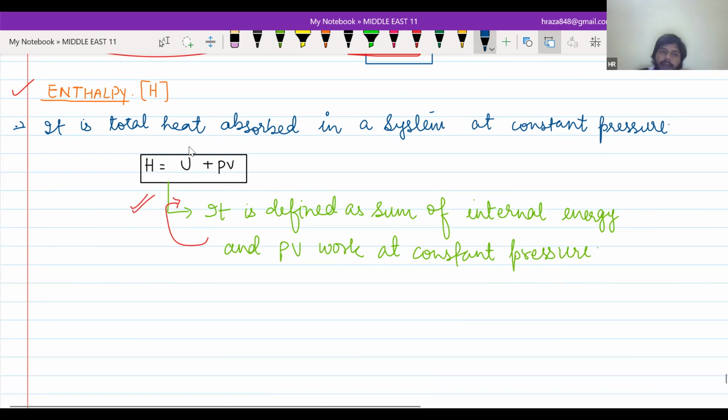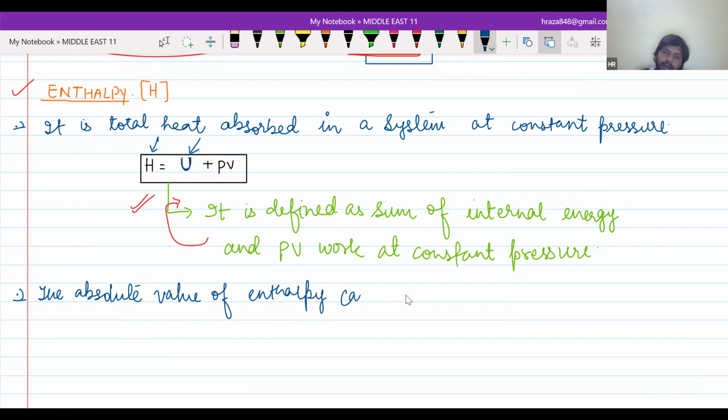Now see, you cannot find the absolute value of U, the absolute value of internal energy. So you also cannot find the absolute value of enthalpy. So just like the internal energy, we determine the change in enthalpy. I'm going to write another line. Write with me: the absolute value of enthalpy cannot be determined.